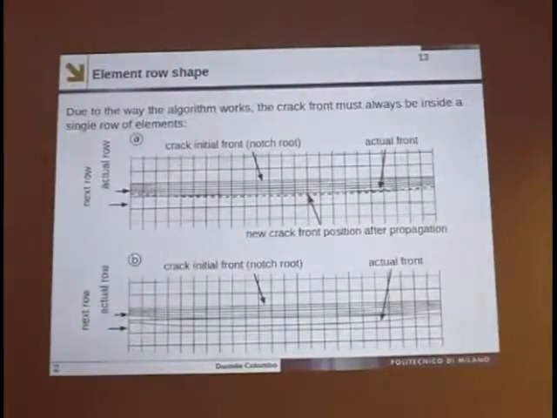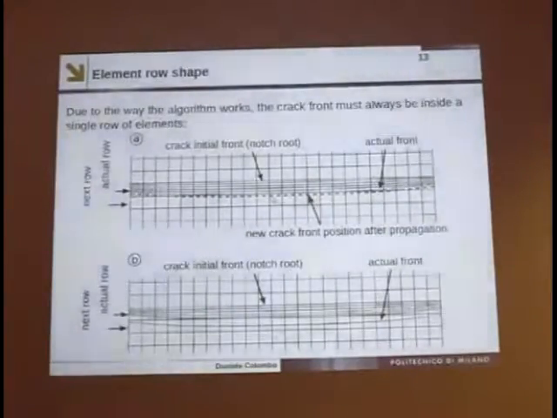The second problem for accuracy is what I call element row shape. What I mean is, due to the way the algorithm works, the crack front must always be contained inside one single row of elements. In this case, for this figure, it is one single line of elements. You can see that here. You can see that these crack fronts are all contained inside this row of elements.